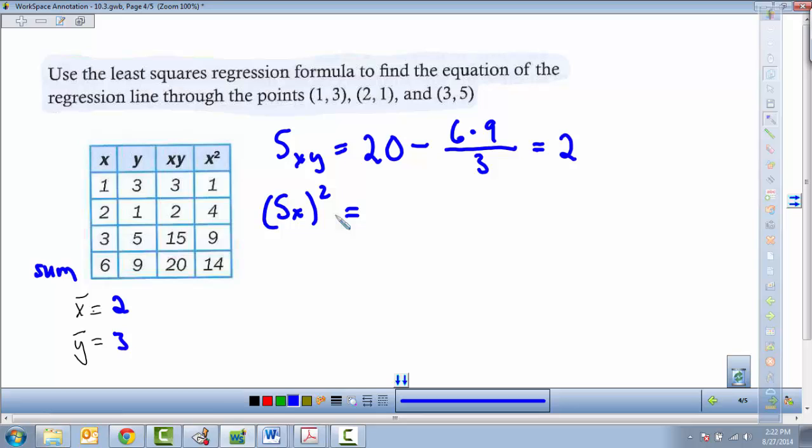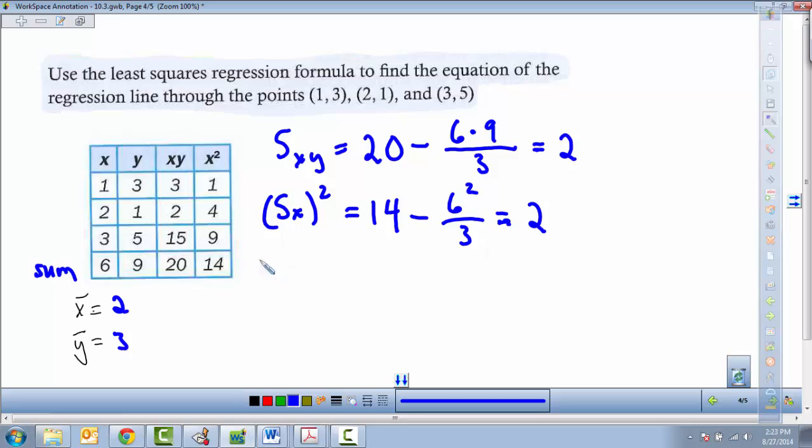Sum of the x's squared, or Sxx. This formula is given by the sum of the x squared, so 14, and then subtract the square of the sum of the x's, so 6 squared over n, which is 3. And what we get is 2.